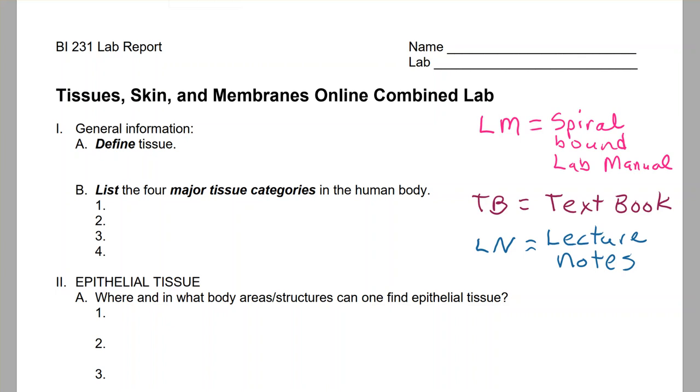As I go through your lab, sometimes I will not write down where I found information, and so these are the abbreviations I will use. Lab manual for that spiral bound lab manual, textbook, TB for textbook, and LN for your lecture notes. And then I will usually tell you what section. So we're going to look at the tissues section of your lecture notes to find some information about our lab today.